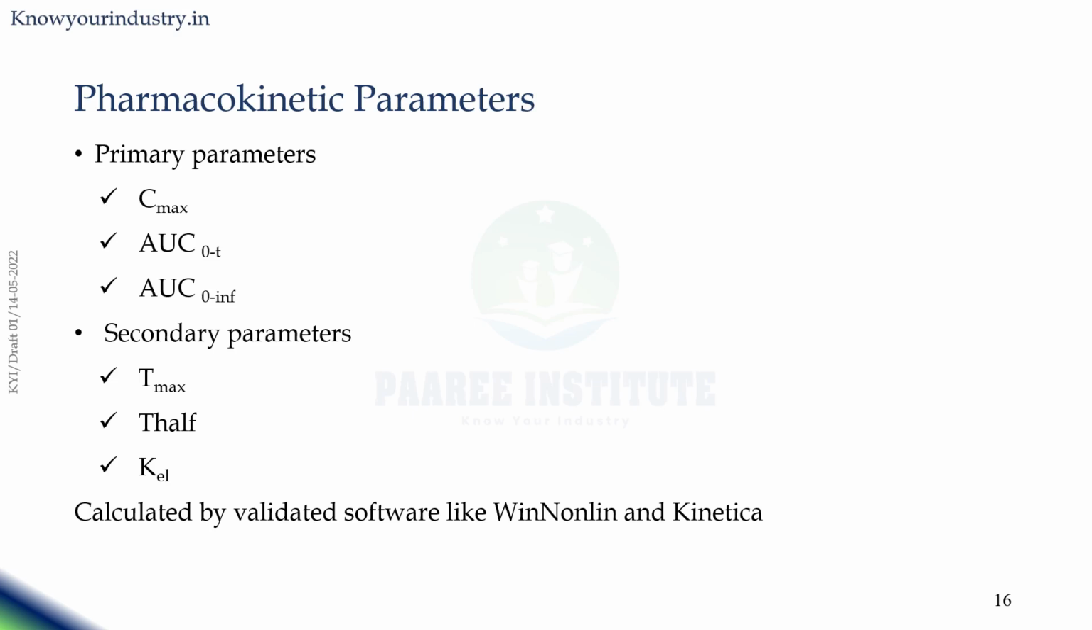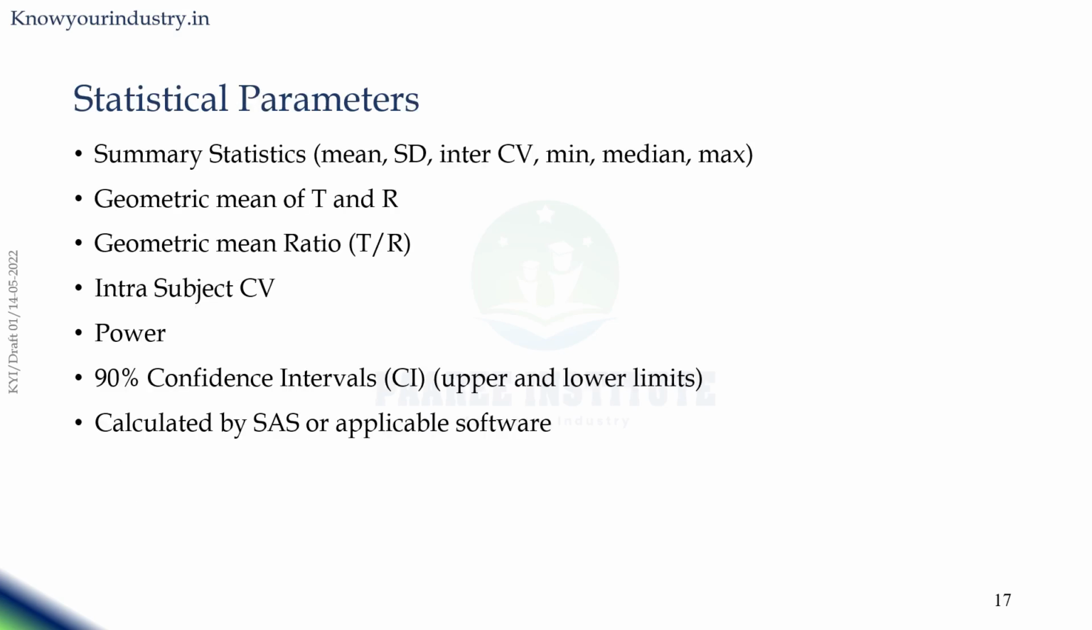Then the secondary parameters: elimination parameters like T half and elimination rate constant, and absorption parameters like Tmax, have to be defined. These are not used to conclude the bioequivalence. And which method you are going to adopt to calculate these parameters also needs to be defined, whether it is software based or manual based, whether WinNonlin is being used or not, has to be defined in the protocol. We have mentioned the pharmacokinetic parameters in the protocol.